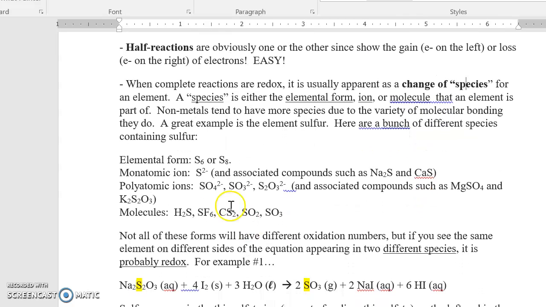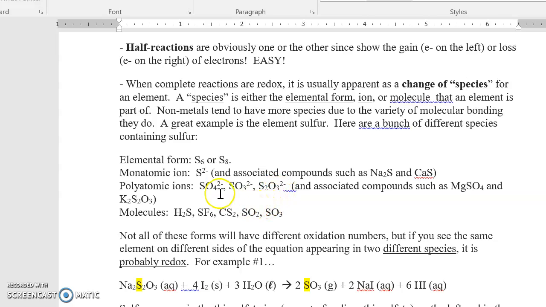So if you look at all these examples for sulfur here, sulfur actually has a couple of elemental forms. You don't need to know about S6 and S8. We usually just write it as S. But in that case, it's not going to matter because the elemental forms always have an oxidation number of 0. And that's always going to be different than the oxidation number in these other species. So you can have a monatomic ion, which again might appear as just an ion or it might appear in a compound, and then polyatomic ions.